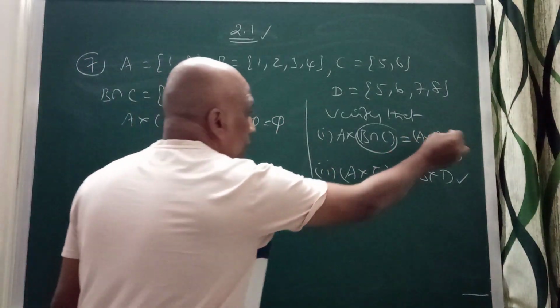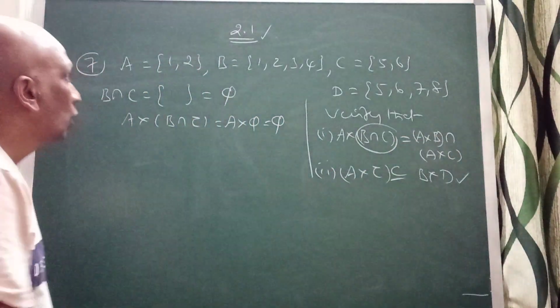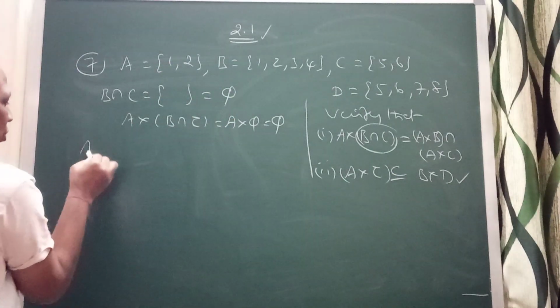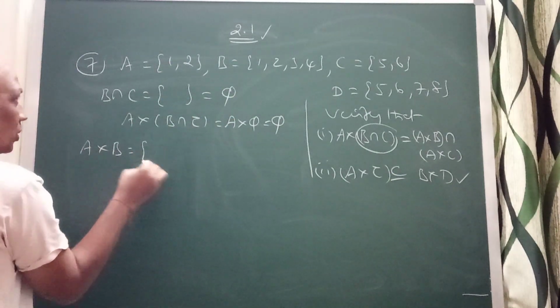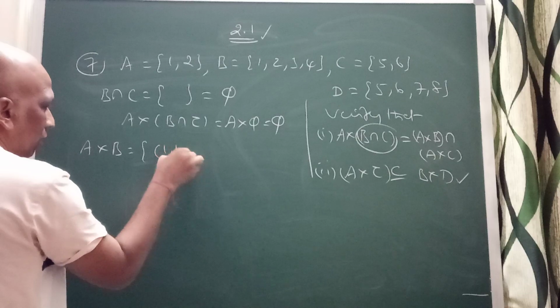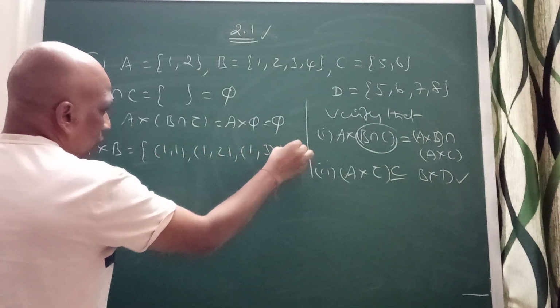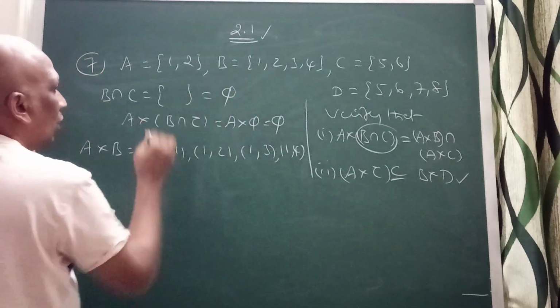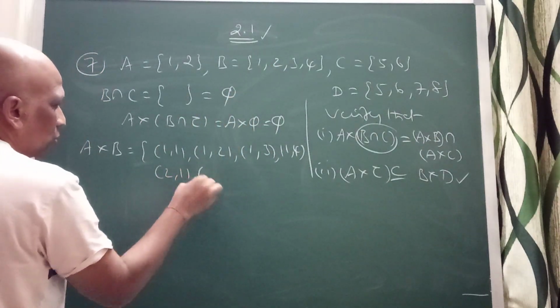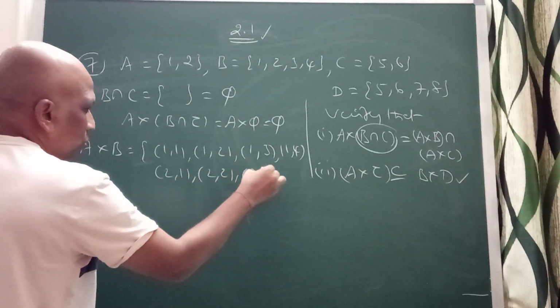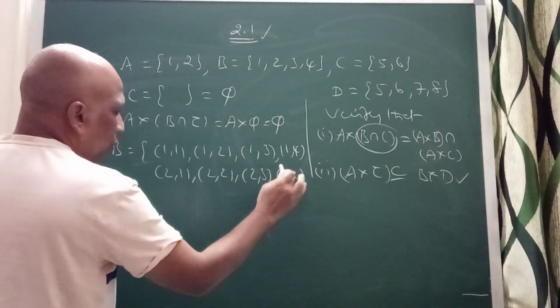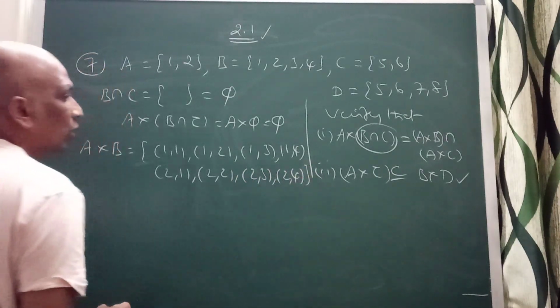Now think about A cross B intersection A cross C. First find A cross B. If you find A cross B, you can check: you will get 1, 1; 1, 2; 1, 3; 1, 4; and 2, 1; 2, 2; 2, 3; 2, 4. This is A cross B.